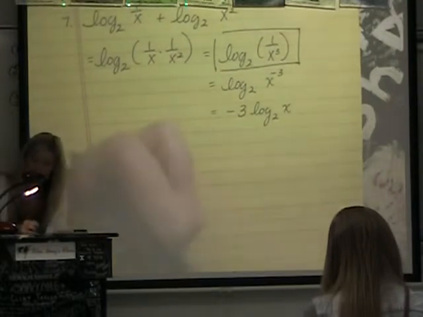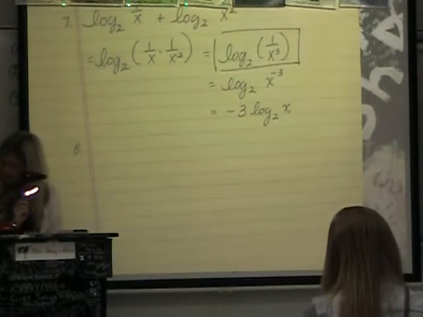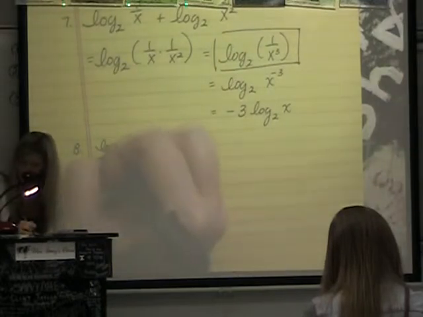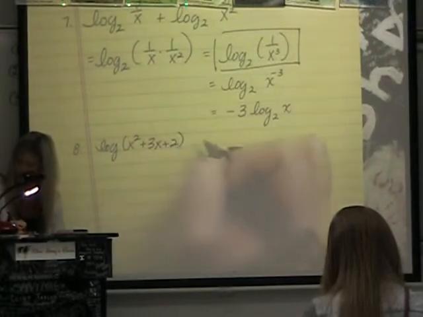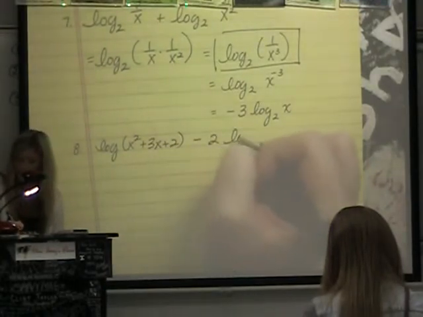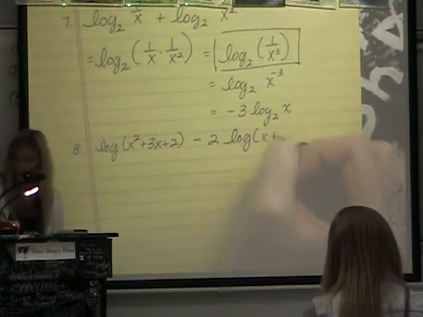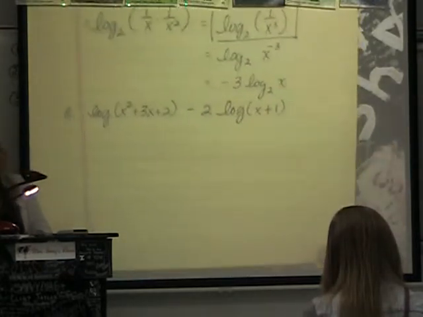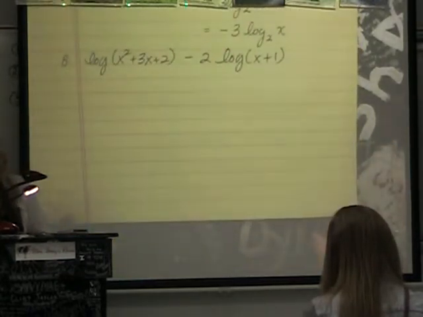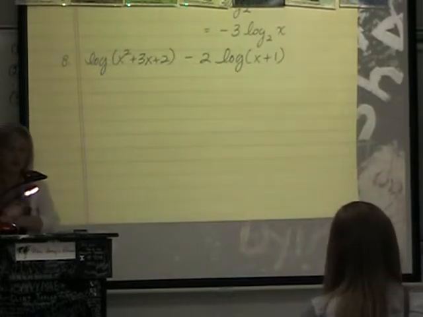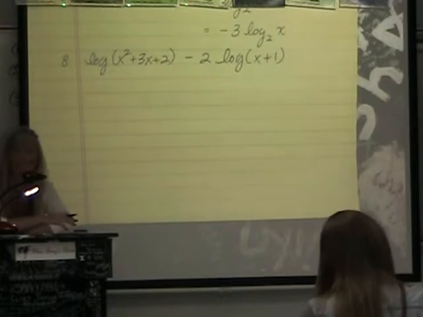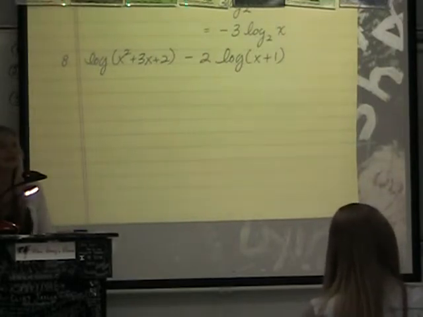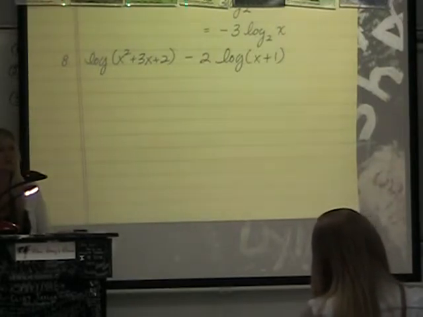All right, let's try another one. This time we're going to do log of x squared plus 3x plus 2 minus 2 log of x plus 1. By the way, what's the base on this logarithm? Good, thank you. It's log base 10. If it doesn't have a base, it's the common log, which is log base 10. Any ideas on what I should do first here?